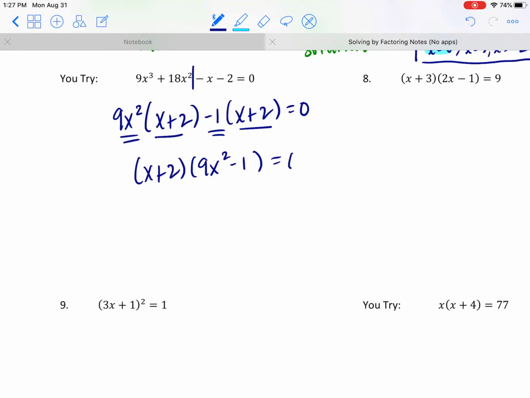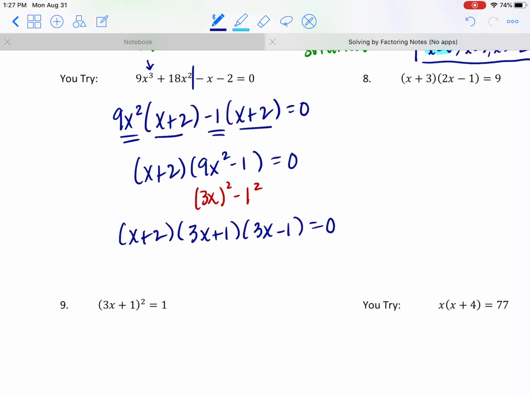And we're not quite done factoring. There's a couple reasons that you should recognize why we're not done. One, we're looking for 3 solutions, which means we should have 3 factors. Two, this is a difference of squares, so we want to continue factoring it. This is the result of squaring a 3x, and this is the result of squaring a 1. So we've got this x plus 2 as a factor, and now we're going to have a 3x plus 1 and a 3x minus 1 as our two remaining factors.